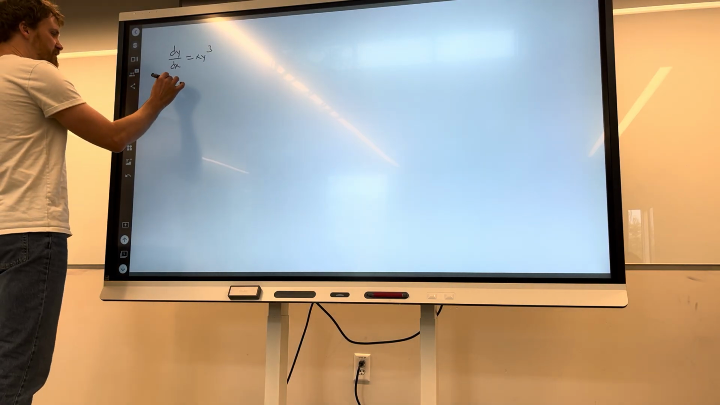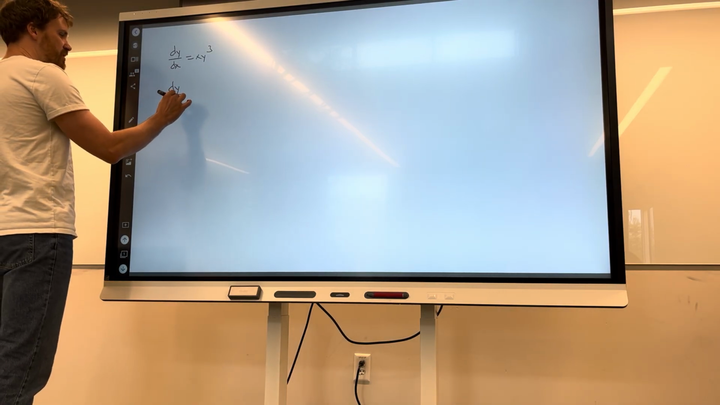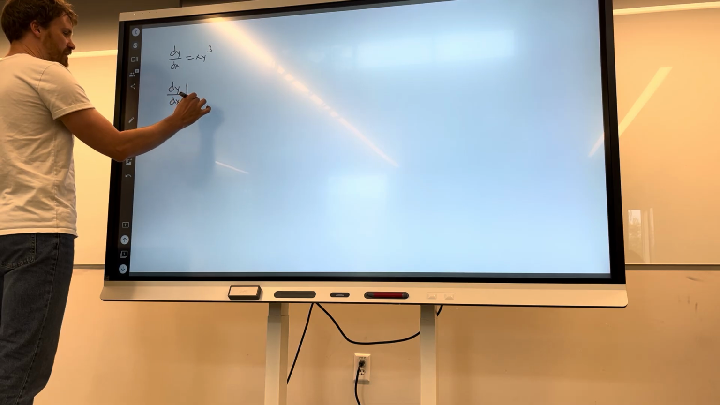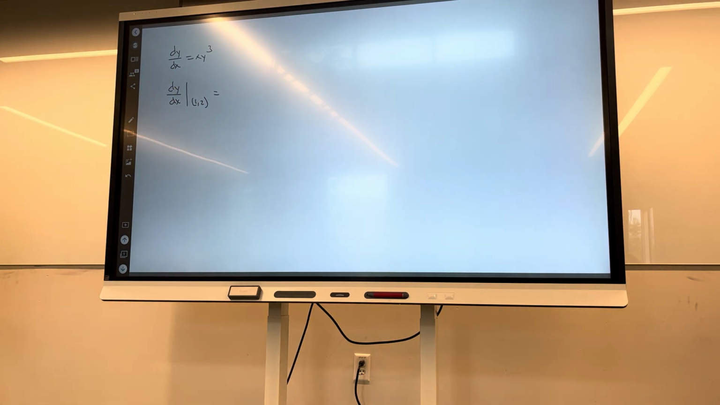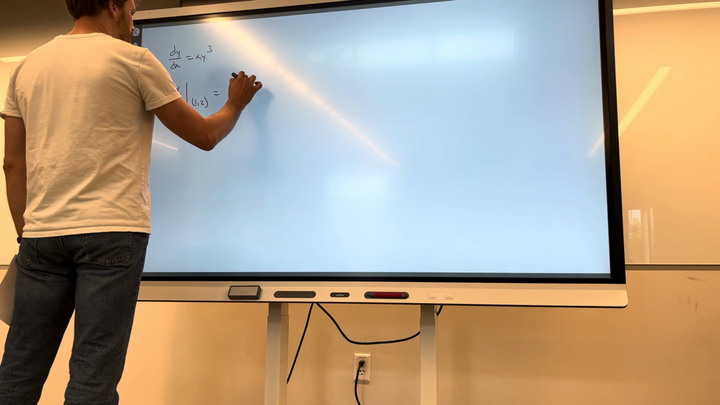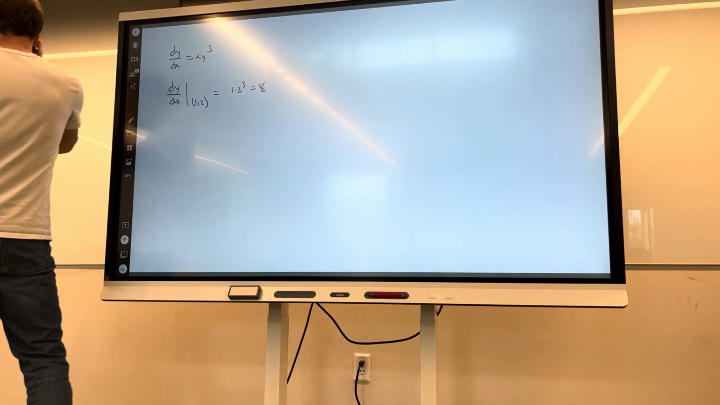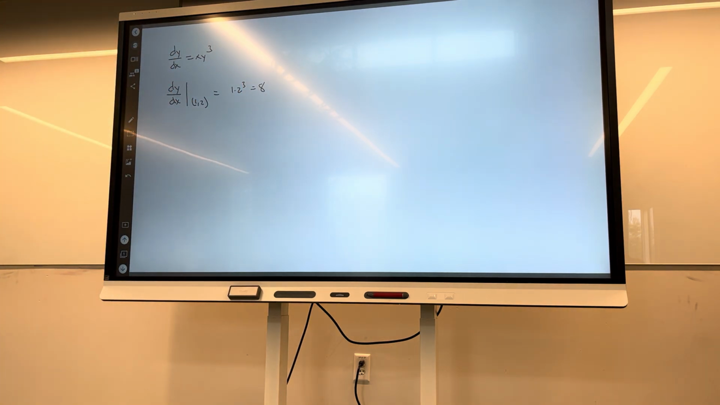Well, we definitely need the slope, so we better find the slope evaluated at that point. That's how we find the slope of the tangent line. We use the derivative, which is dy/dx. So we plug in (1, 2). We get 1 times 2 cubed, which is 8. So there's our slope of the tangent line, just plugging in (1, 2). We have our slope.